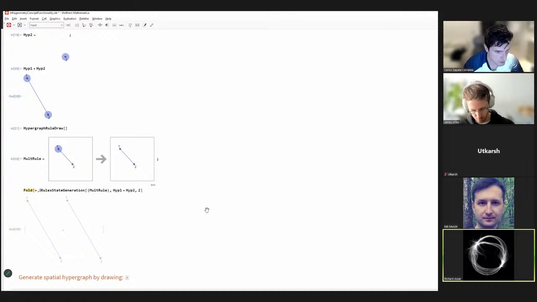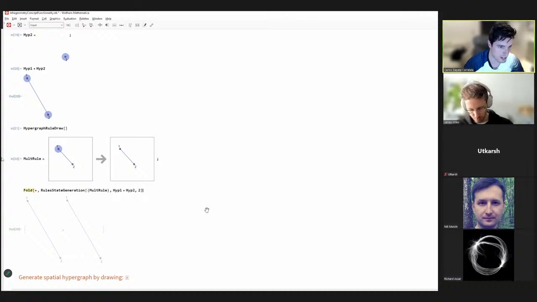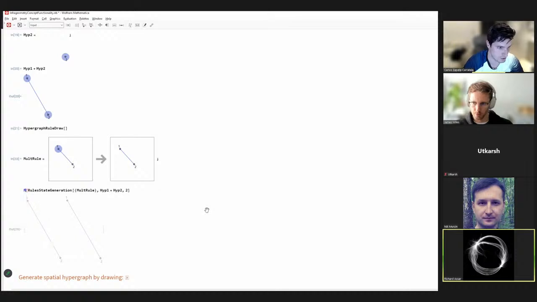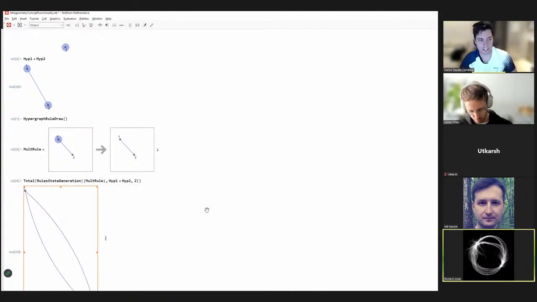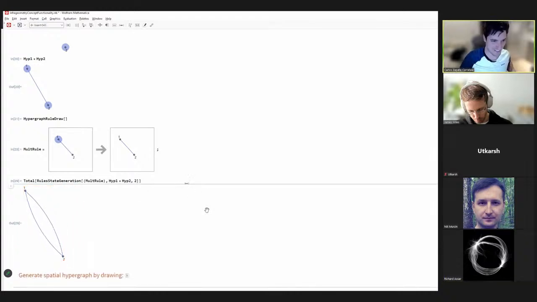Wait, sorry. You're basically trying to reduce a list by total. I think total should do it. Oh, right. That's true. Yeah. Symbolically. It's going to do it with total, right? Yeah. So do we get a multiple edge there? Yeah. That's the thing. Okay. Sorry. That was very simple.